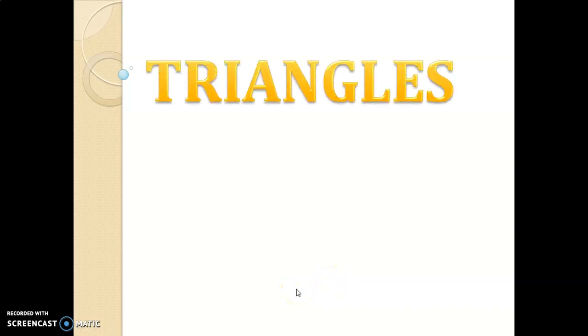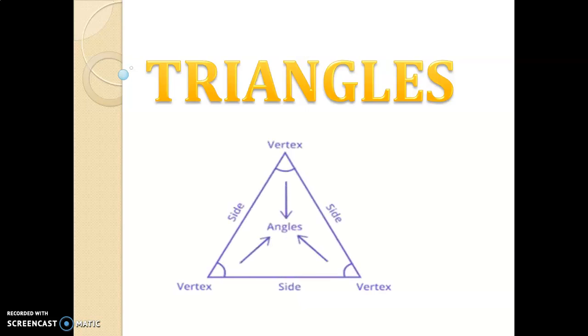Okay. So the topic of the lesson is nothing but triangles. So that is the image of the triangle. So the 3 main parts of the triangles are nothing but vertices, sides and angles. Okay. So these are the 3 vertices and these are the 3 sides, and also these are the 3 angles. So these are the parts of the triangles.